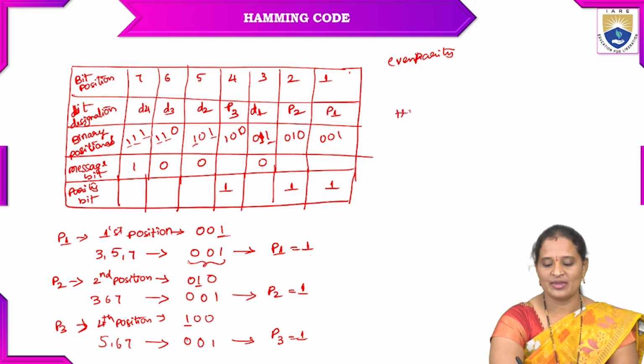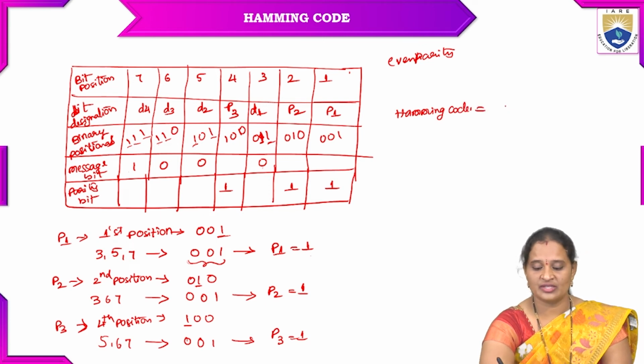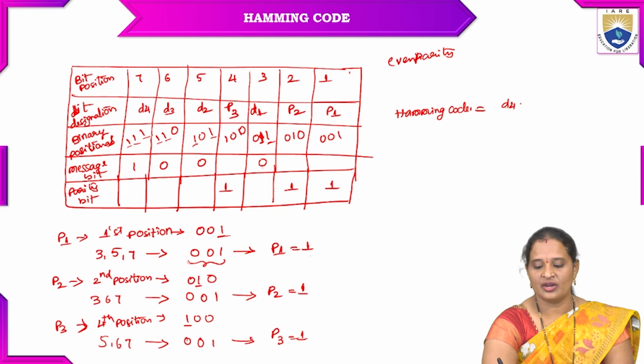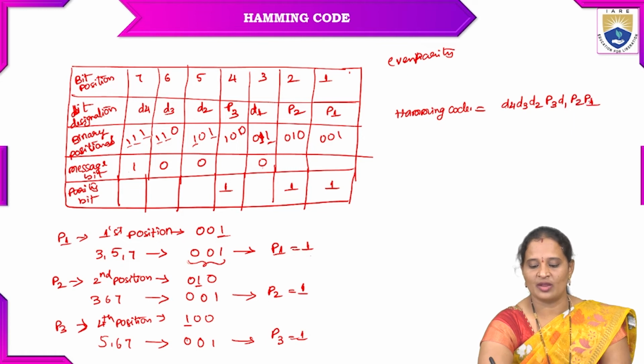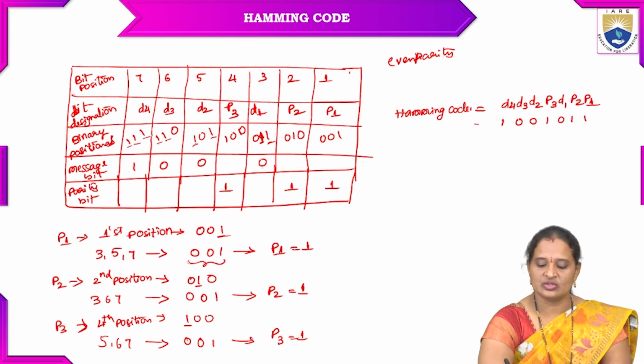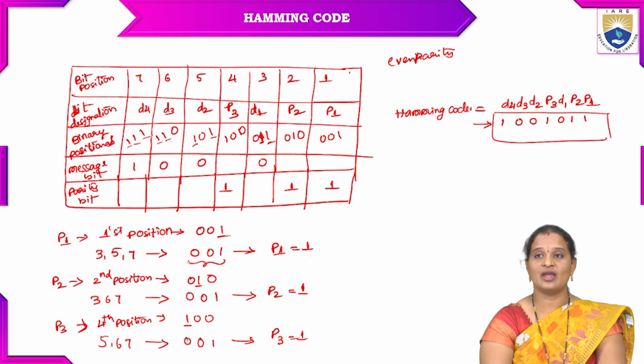Now our Hamming code. What is our Hamming code? The Hamming code has length 7, in which we have D4, D3, D2, next P3, D1, P2, P1. So D4, D3, D2, 1, 0, 0. P3 is 1, D1 is 0, P2 is 1, and this one is 1. So this is our resulting Hamming code such that even parity is maintained.